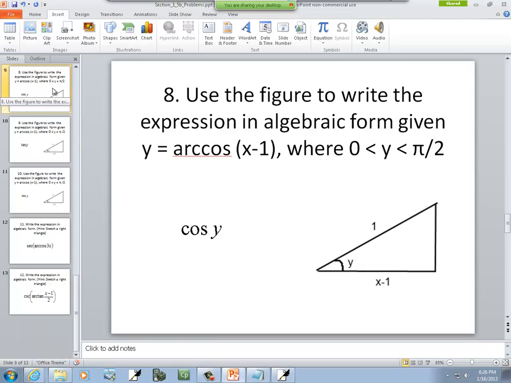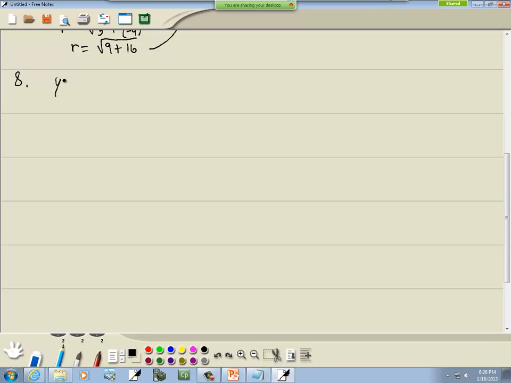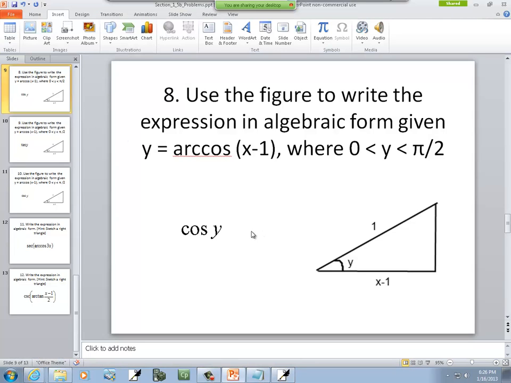Great. We got y is equal to arc cosine of x minus 1. And we want to find out cosine y. Well, this one we don't really need to use a triangle, but let's just talk about this triangle.